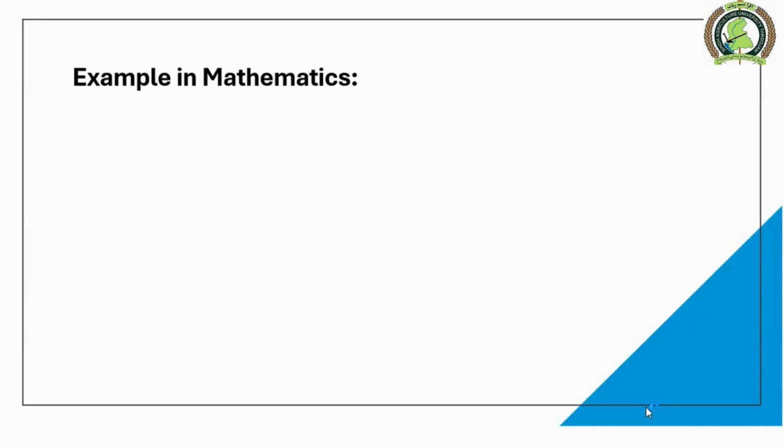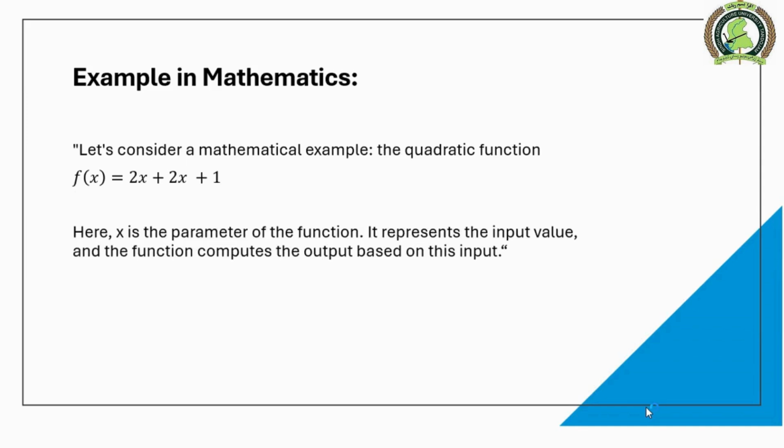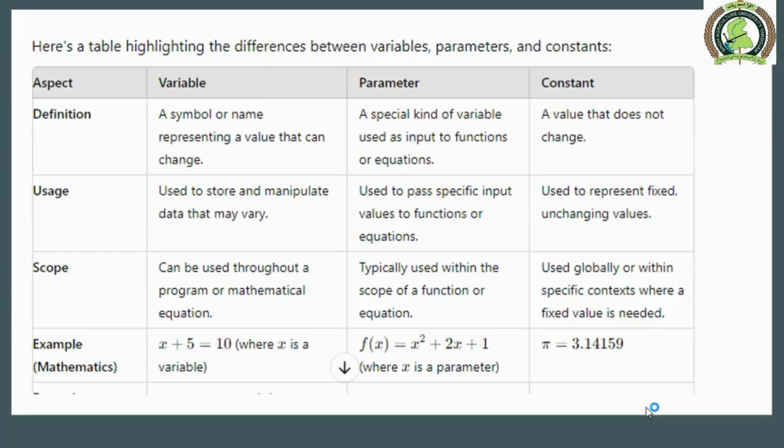Examples in mathematics. Let's consider a mathematical example, the quadratic function f(x) equals x² plus 2x plus 1. Here, x is the parameter of the function. It represents the input value, and the function computes the output based on this input. By changing the value of x, we can see how the output changes.